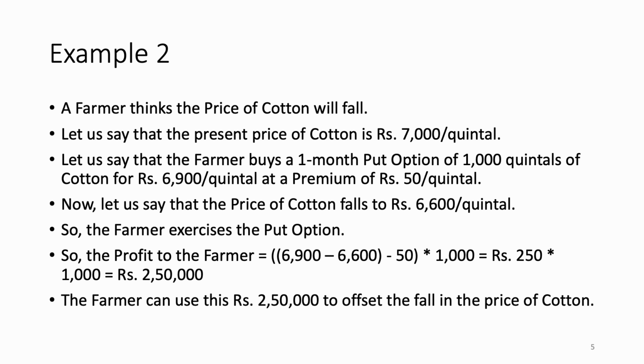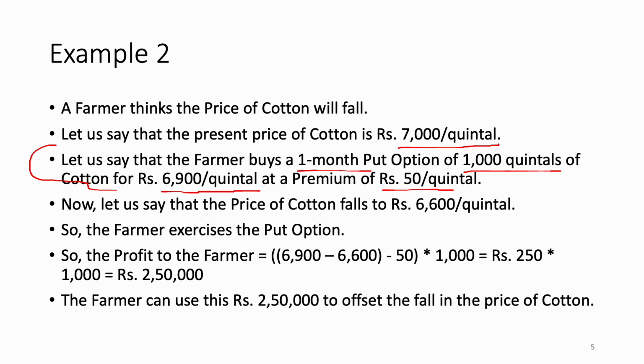So let us say that the current price of cotton is 7000 rupees per quintal. Let's say the farmer buys a 1 month put option, that is a put option with a 1 month expiry, for 1000 quintals of cotton at 6900 rupees per quintal. That is the strike price, at a premium of 50 rupees per quintal. This is an arbitrary example, but a real life scenario.